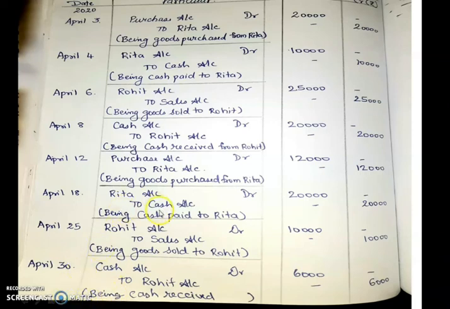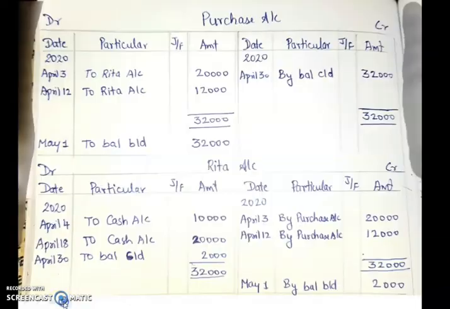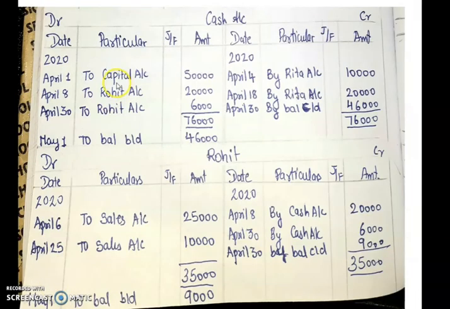And when cash is credited, all those items will be written as "By Rita". Okay, and here in this case by Rita again, April 4. So you just have to see the debit and credit side and post all the entries to the particular ledger account. Now the closing part.